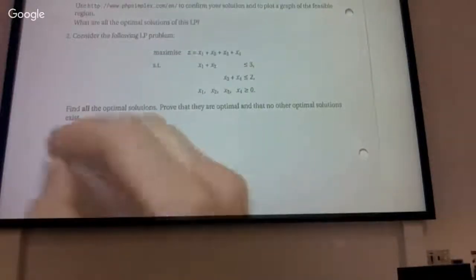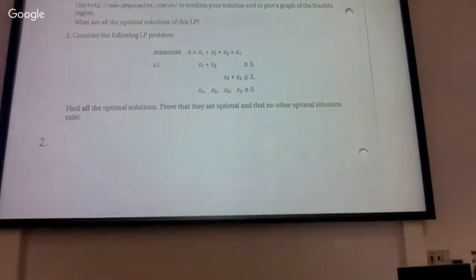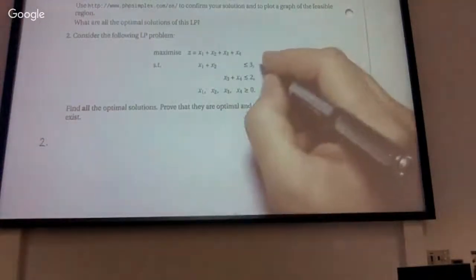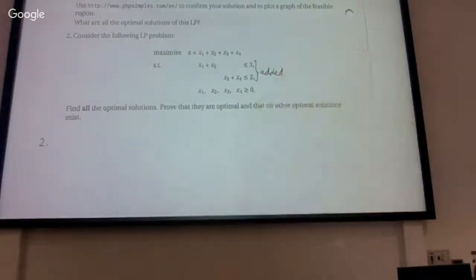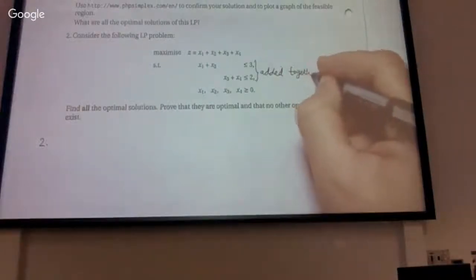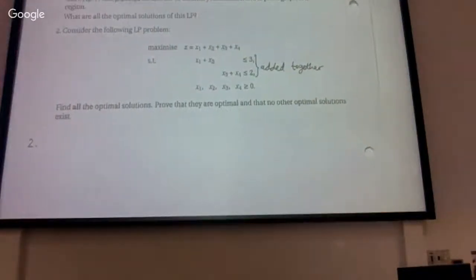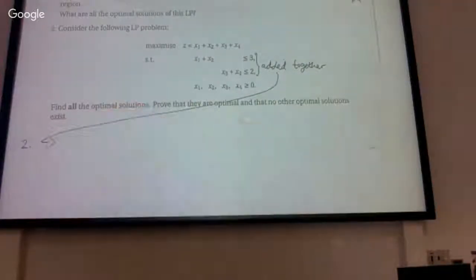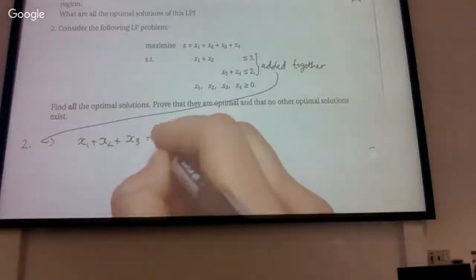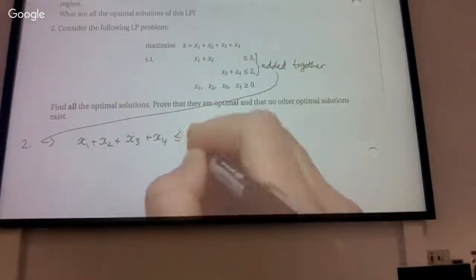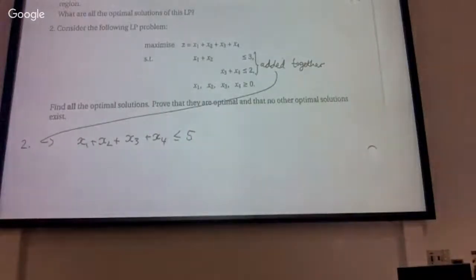Okay. So question 2, the answer is when we add these two constraints together, what do we get? We get x1 plus x2 plus x3 plus x4 is less than or equal to 5. Well, this happens to be the objective. So we know that no matter what we do, the objective is never going to be larger than 5.